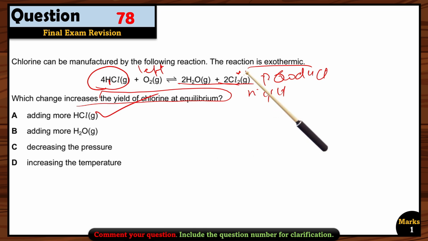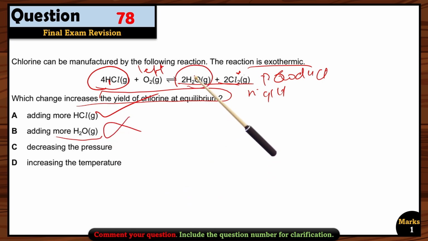Now we can see the other options also. Adding more H2O. Wrong, because if you add more product, the reaction will shift towards the left side. So that's wrong. Decreasing the pressure. If you decrease the pressure, it will always favor the side that has more moles. Let's see how many moles of gas we have here.